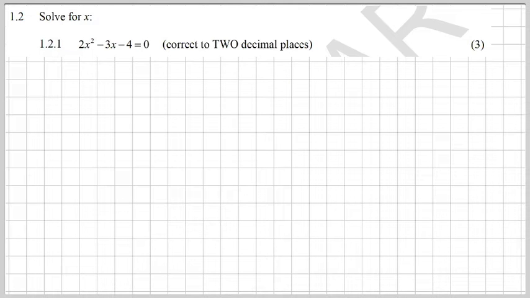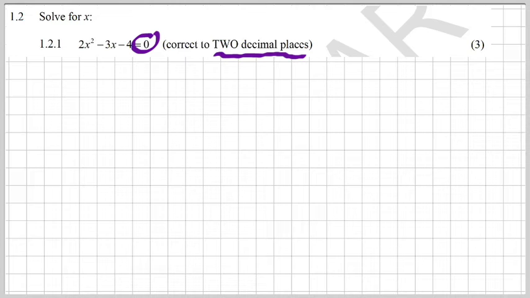First, let's analyze. It's a quadratic equation, okay? Why do I know that? It's got an x squared in it. Then I need equal to 0. So that is perfectly fine. I've got equal to 0. But now they kind of give me a clue there in brackets. They say correct to 2 decimal places.